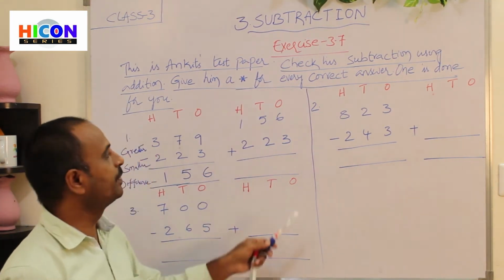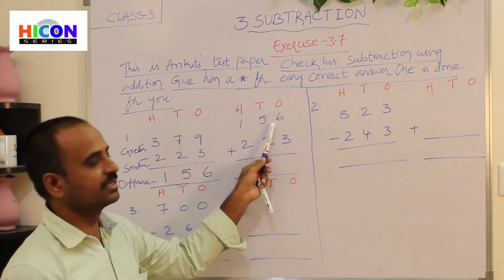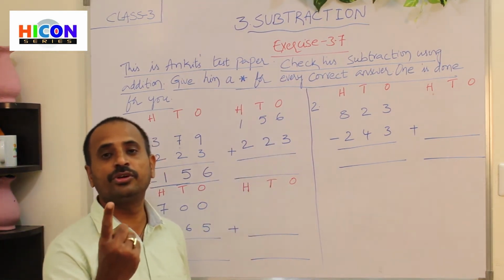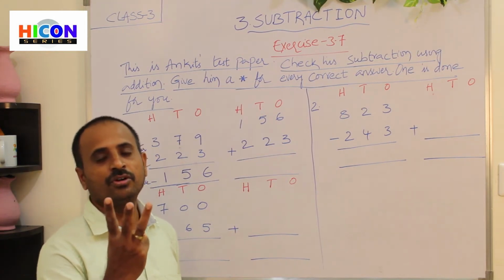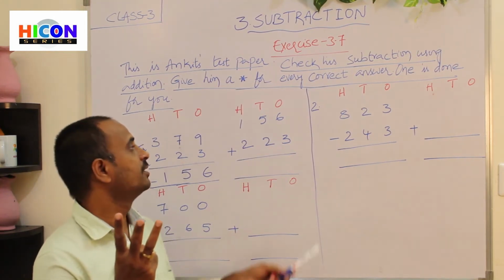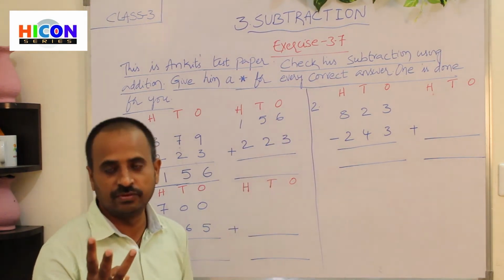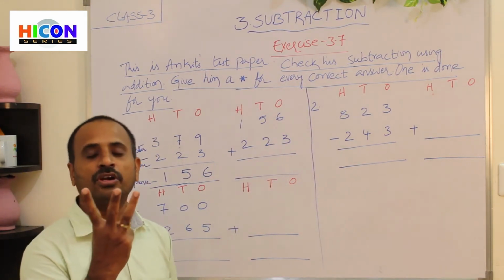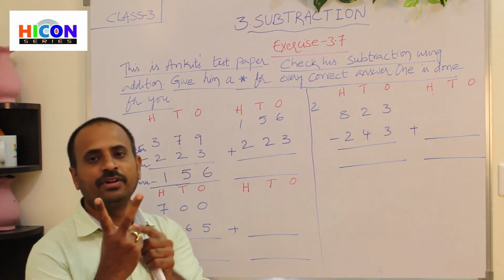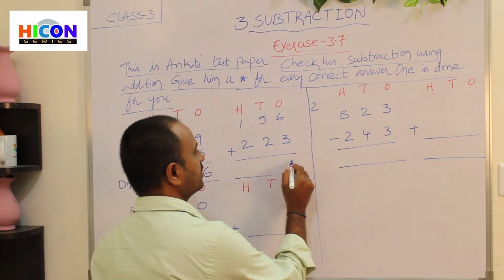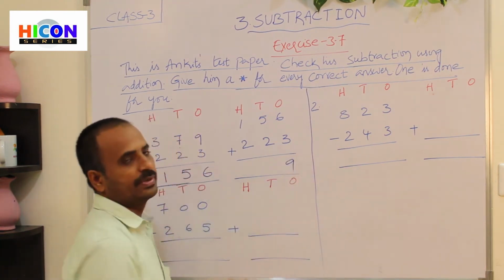So start from ones place. What is the first number? 6. Second number is 3. So open 3 fingers of your hand. 1, 2, 3. Now start counting after the first digit. What is the first digit? It is 6. After 6 we will get 7. So start counting from 7. 7, 8, 9. So the answer is 9. Write 9 in ones place.